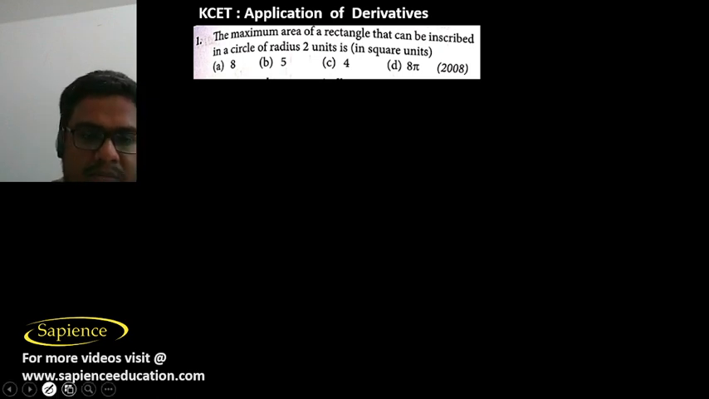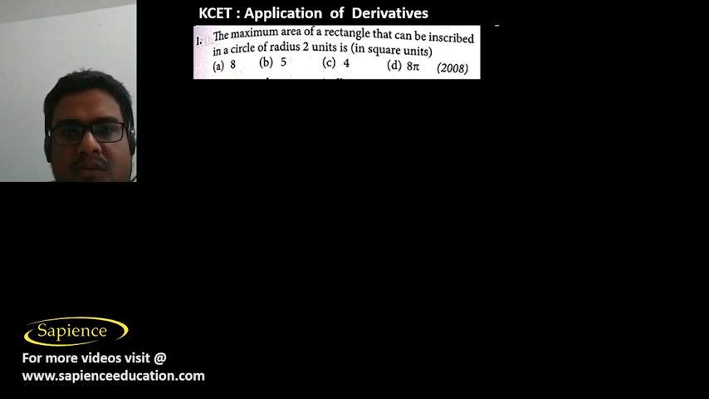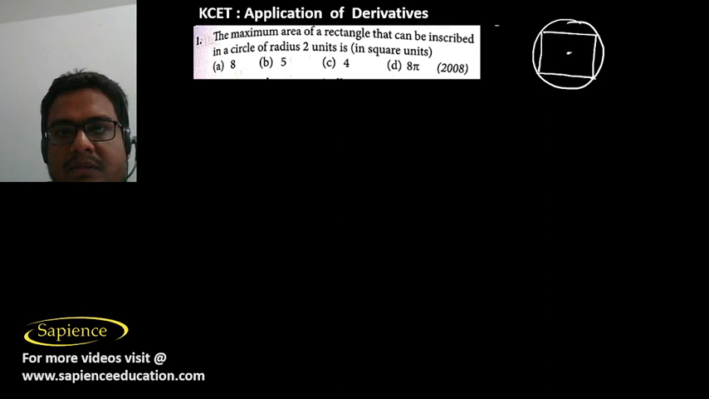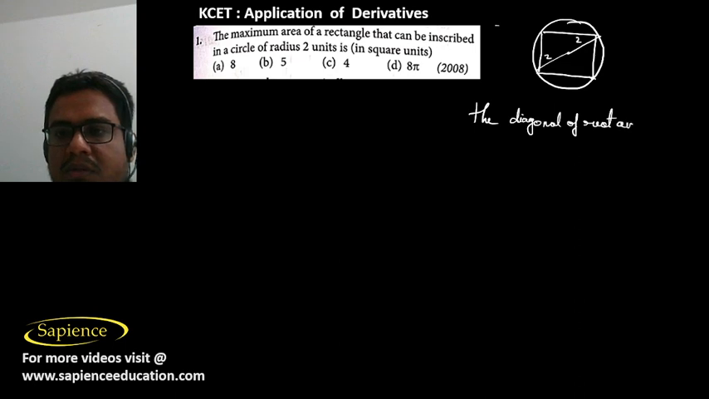Here, in the chapter Application of Derivatives, we shall start with the question. It says: the maximum area of a rectangle that can be inscribed in a circle of radius 2 units is... So the rectangle is inscribed inside the circle, and its radius is 2 units. It means that the diagonal of the rectangle should coincide with the diameter of the circle.